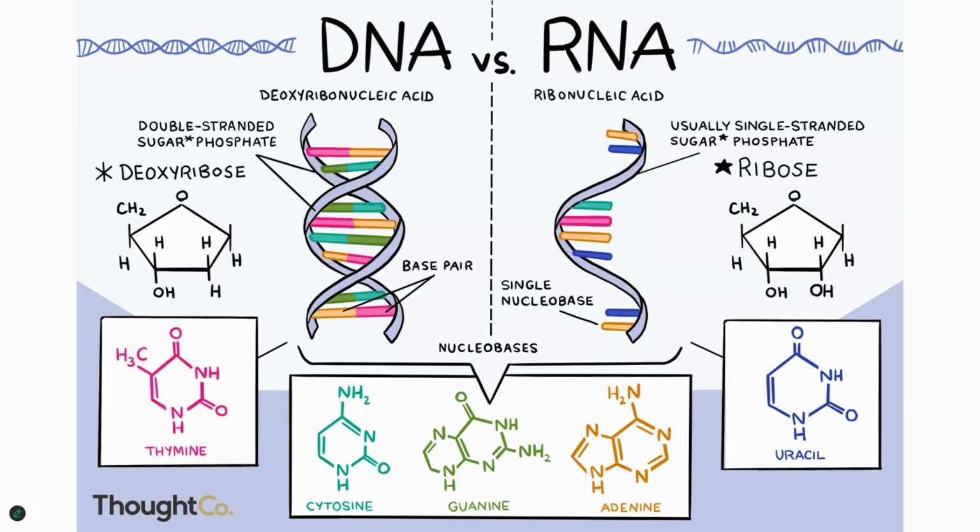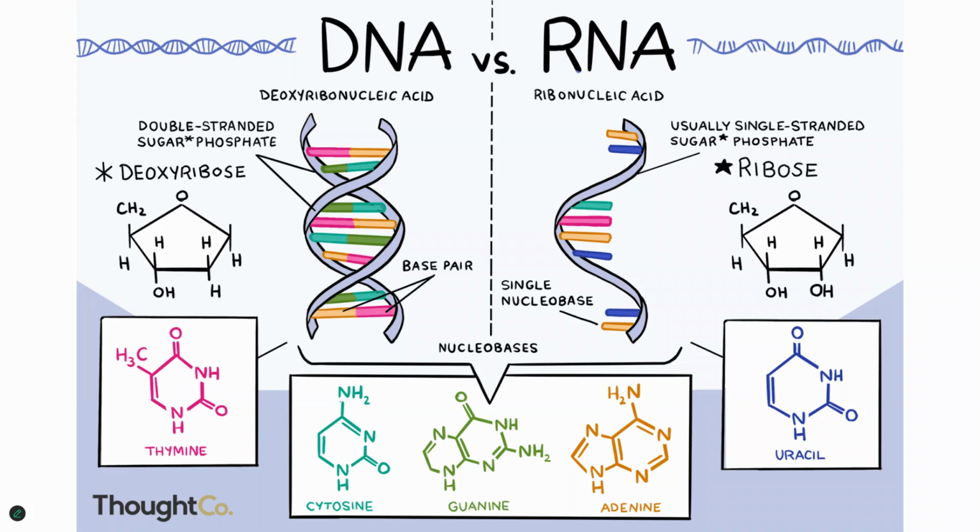A couple of differences between DNA and RNA. DNA tends to be a double-stranded molecule, while RNA is a single-stranded molecule. And DNA is usually much, much longer, so an entire chromosome, while RNA is just a small section made from the DNA. And the sugar is different. We've got ribose in RNA, while we've got deoxyribose in DNA.